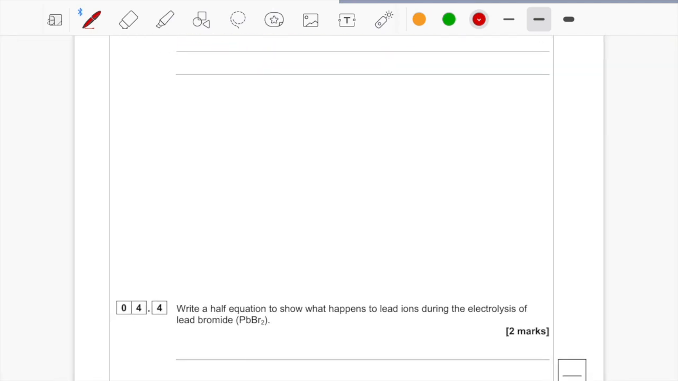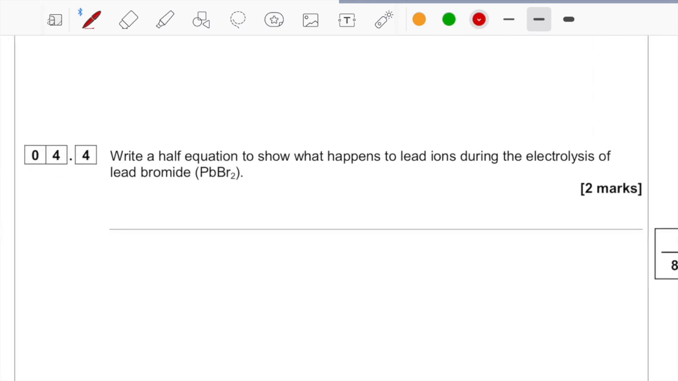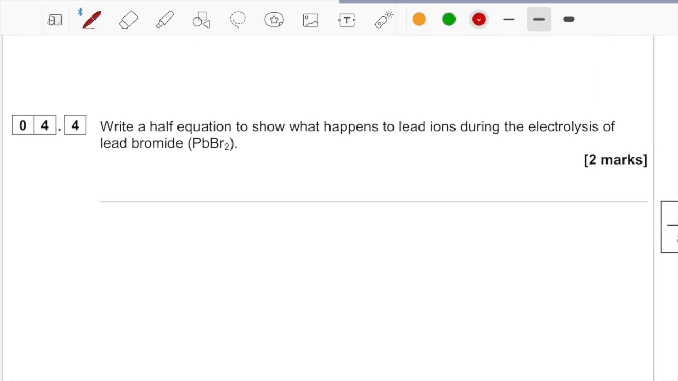And then we get this hard question. It's a half equation to show what happens to the lead ions during the electrolysis of lead bromide. Now, giving us a formula, when they give you something, it's a clue, or it's something to help.